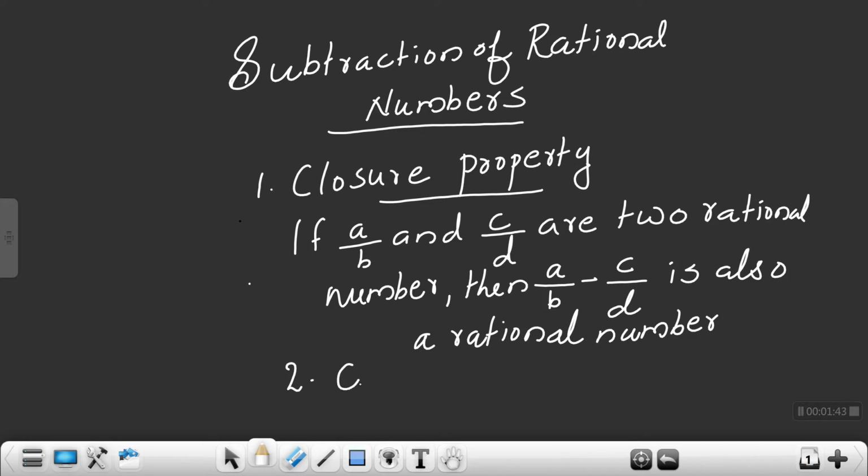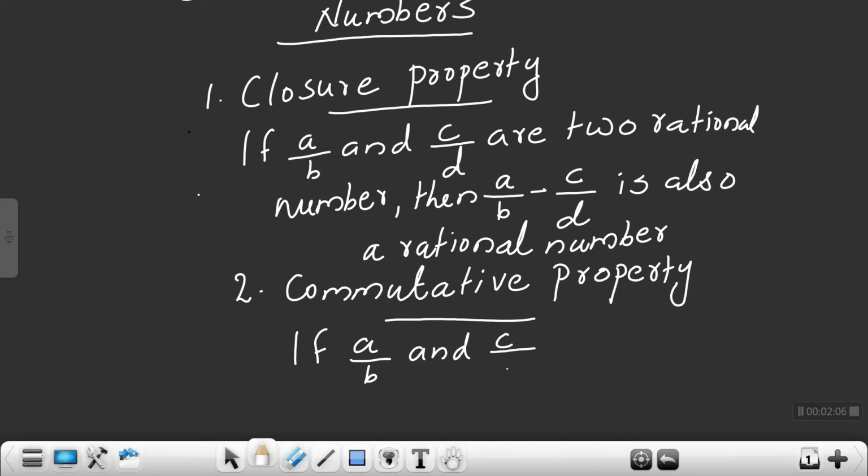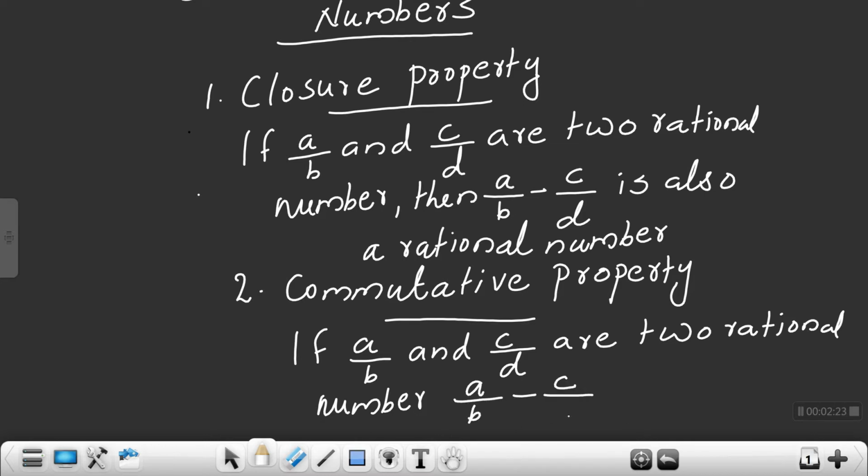Second property, commutative property. If a by b and c by d are two rational numbers, a by b minus c by d is not equal to c by d minus a by b.